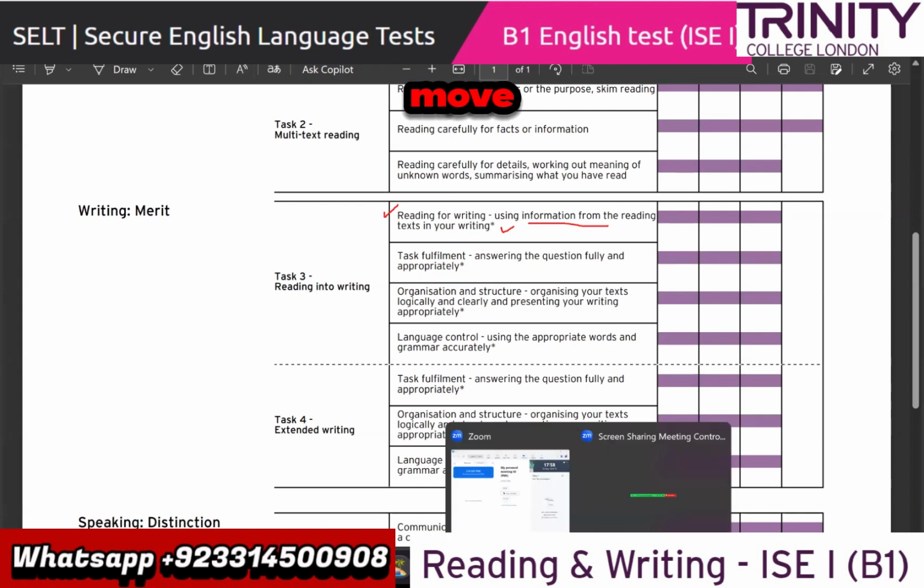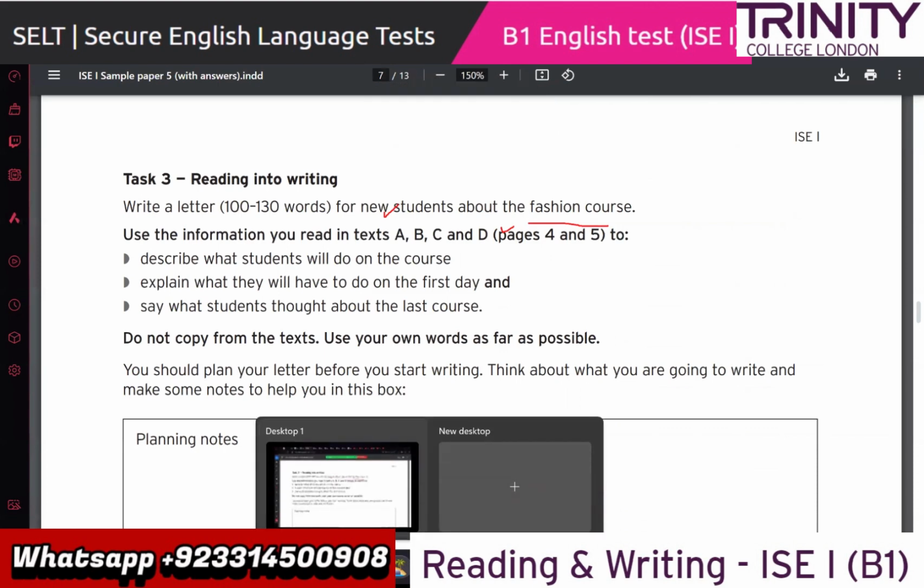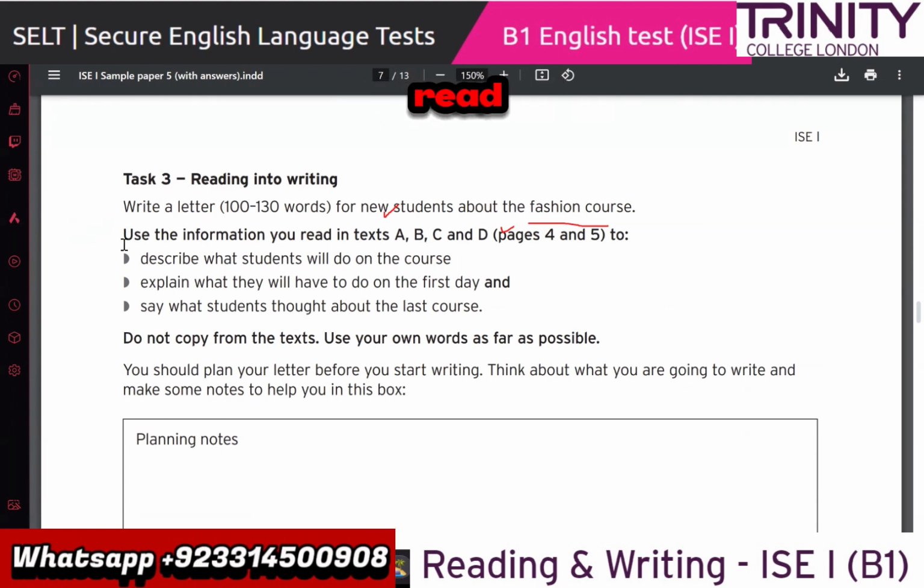If we move to the question here, Jyoti, can you read this question? Yes, ma'am. Write a letter for new students about the fashion course. Describe what students will do on the course. Explain what they will have to do on the first day, and say what students thought about the last course. Okay, beautiful. Read these instructions also. Use the information.